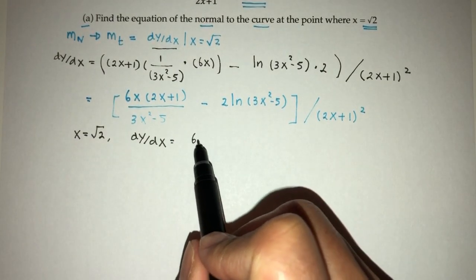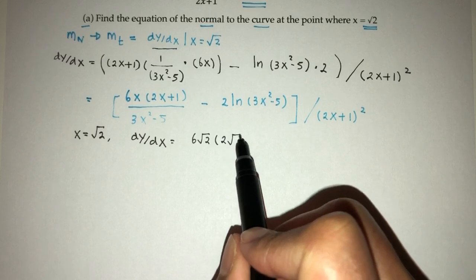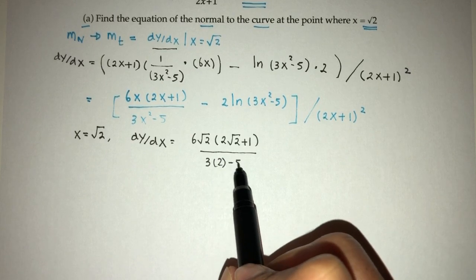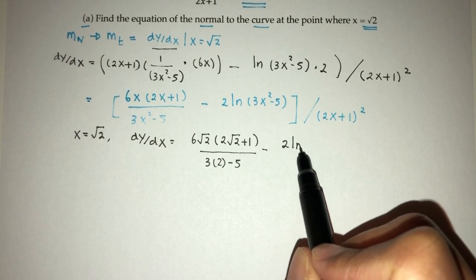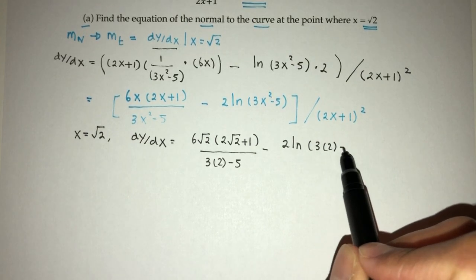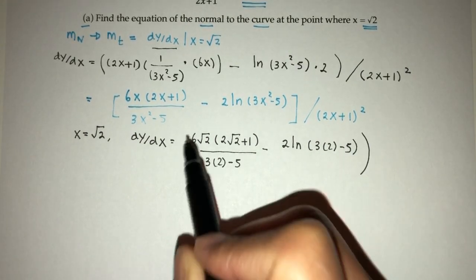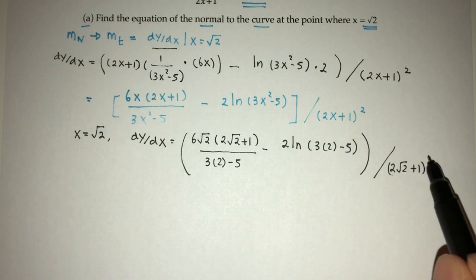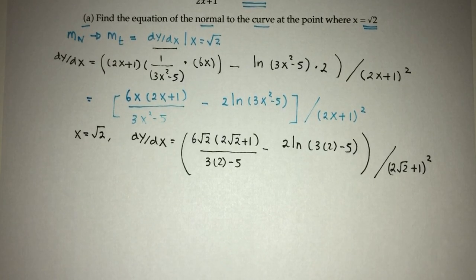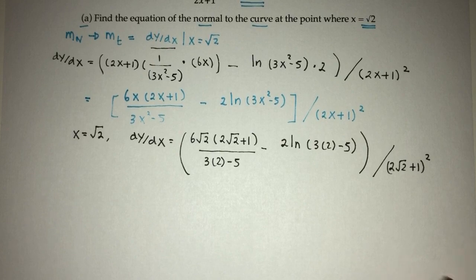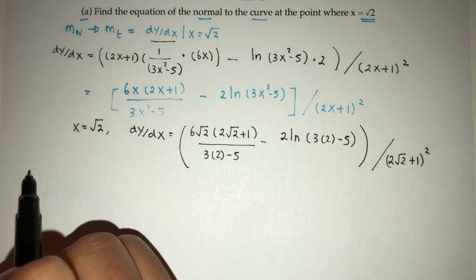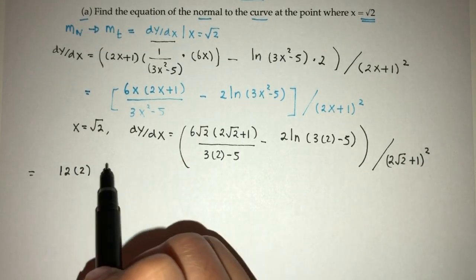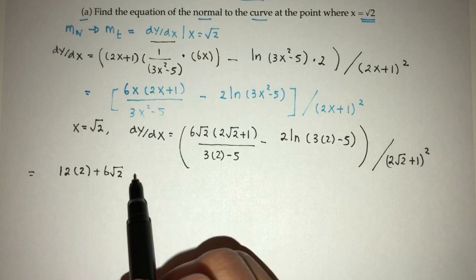That will be 6 times root of 2 times 2 root of 2 plus 1 over the value of 3 times 2 minus 5, minus 2 ln of 3 times 2 minus 5, and everything divided by 2 root 2 plus 1 squared. Okay, so let's see what happens now. This is a pretty big number. I mean, not number, a big expansion. Let's see what we can do here. You will have 12 times 2 plus 6 root 2.